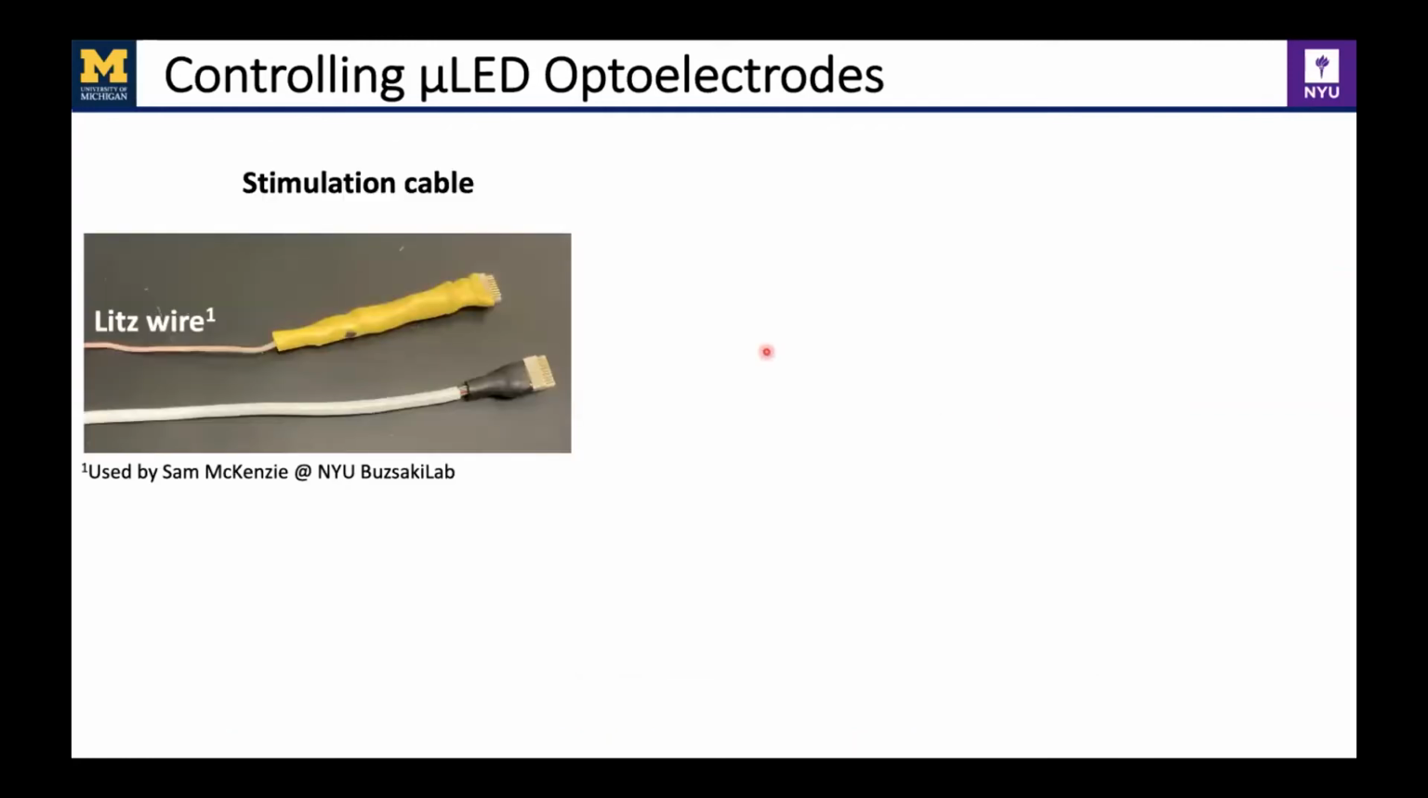For the stimulation, you can use the MINT-provided cables, which we personally found to be relatively thick, especially for chronic mouse recording. So this is a stimulation cable that was used by Sam in our lab, and it uses a Litz wire, and then we solder the Omnetics connector in our lab.